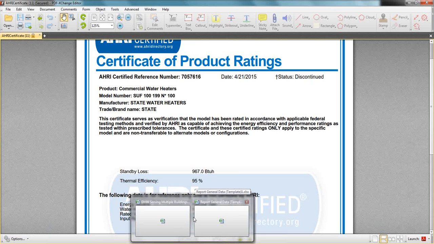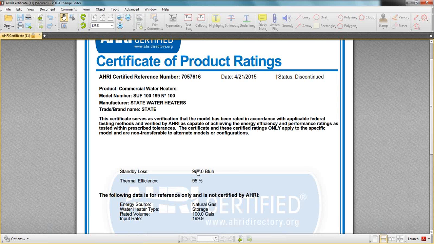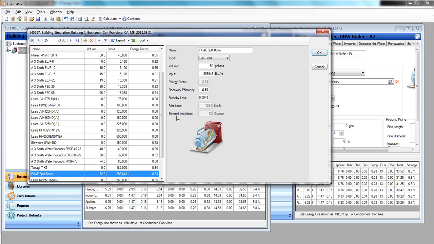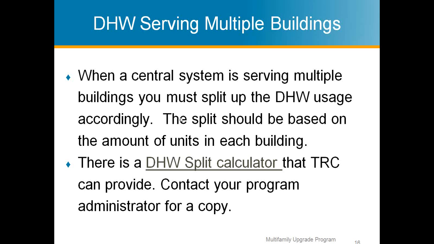And just to reiterate the fact about the standby loss calculation, you can find that in the multifamily energy modeling guidelines. So once you get a copy of that, you'll be able to keep that on hand. And I talked about it in the slides here.